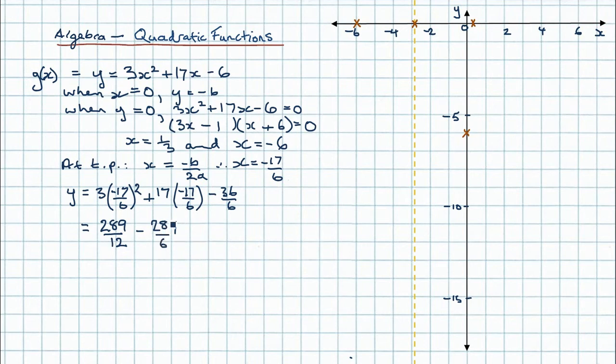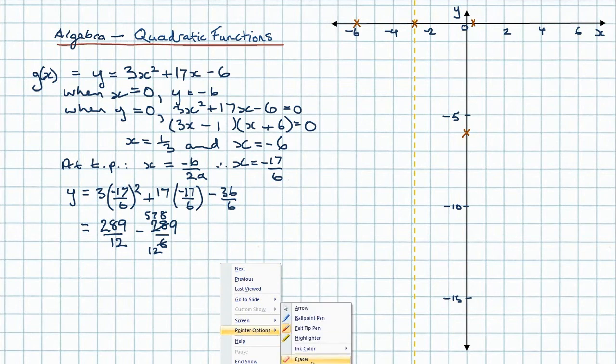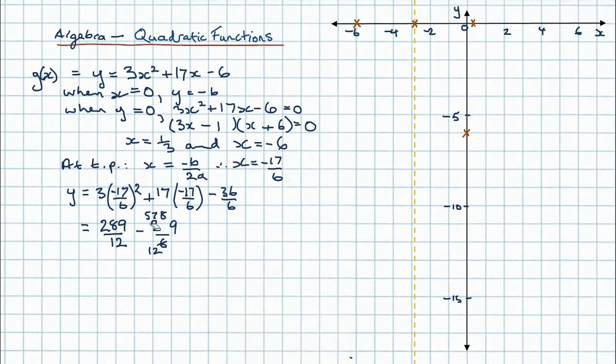And in fact, again, what I would do is just double this up to get 12. So I can see I'm going to need 12ths. So what's 2 times 289? Well, that's going to be 578. So I could cancel it. So normally I'd do this and this, but it's going to get so messy, I'm just going to use my eraser and write 578 over 12.